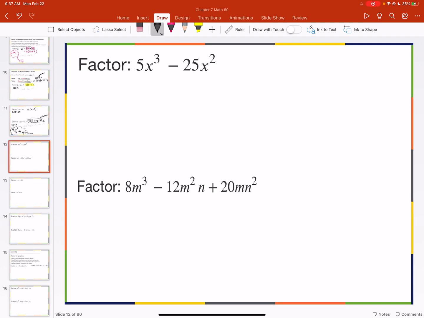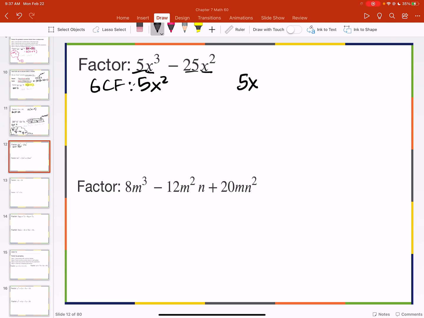Okay, so here, what's my GCF for this one? What number goes into both 5 and 25? The 5, that's easy. How many variables, right? How many x's can go into both of these terms? Well, x squared is the highest amount that can divide into both. But when you're comparing them, you just use the lowest amount of x's, so that's x squared. So I'm going to factor that out.